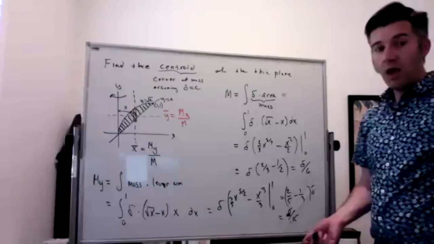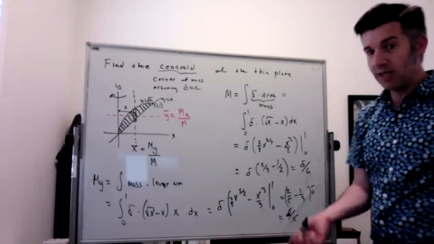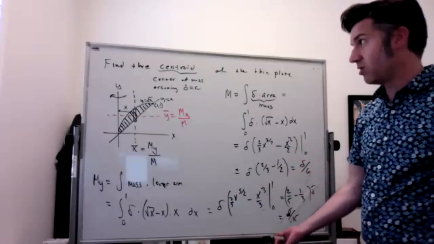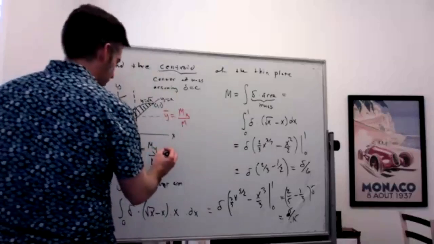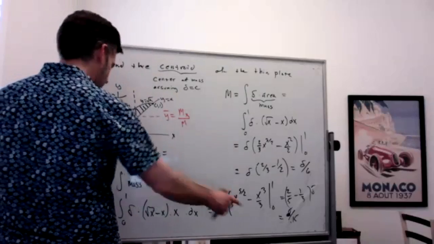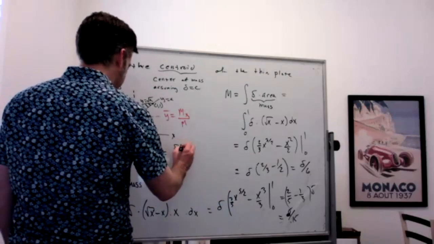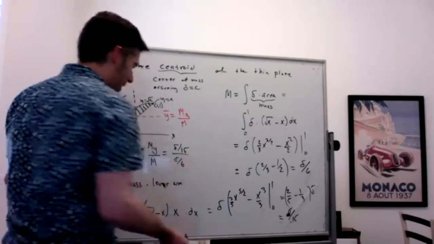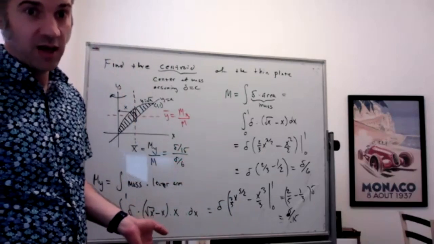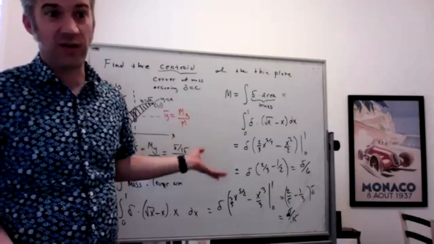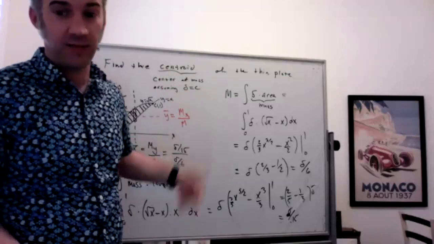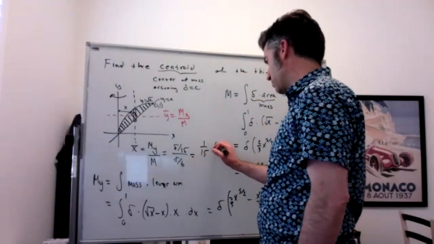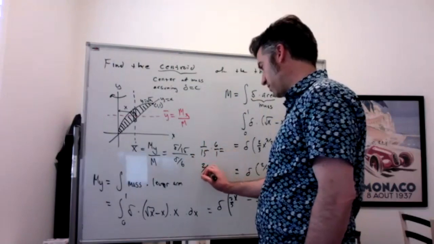Okay. And so what I want to point out is that when you are finding a centroid, the densities are going to cancel, right? Because the x bar here is going to be the moment on the y-axis, which we just found to be delta over 15, divided by the mass, which is delta over 6. And the densities just cancel because they're constant. So when I calculate a centroid, I almost always just ignore the density. That's going to be 1/15 divided by 1/6, which is 6/15, which is 2/5.